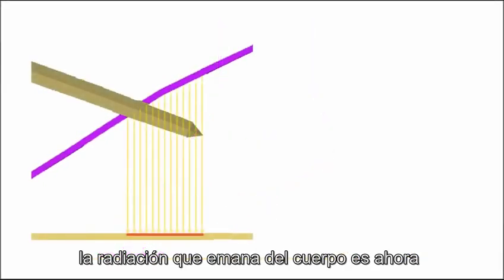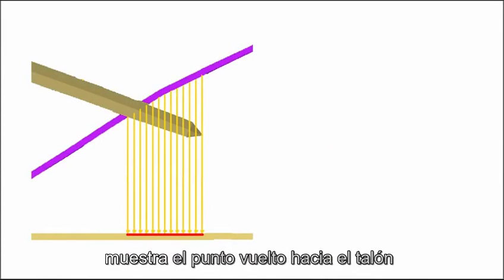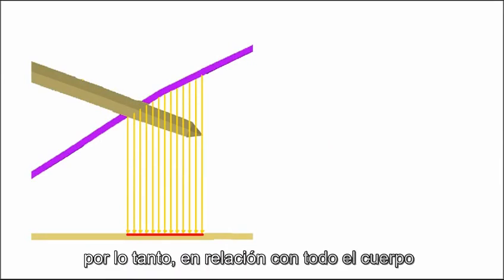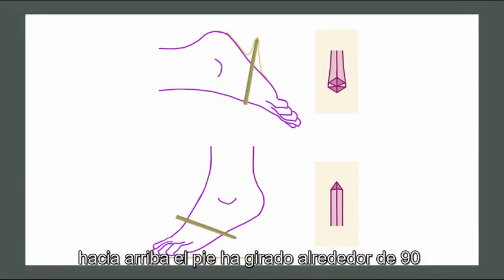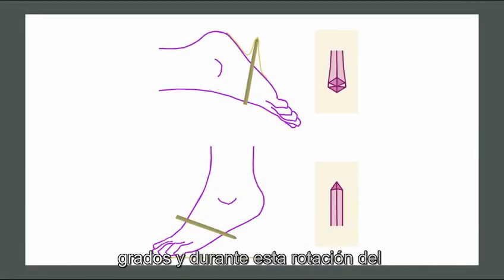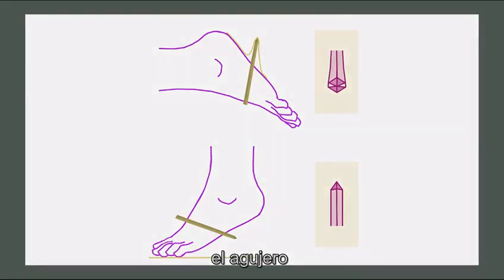Radiation emanating from the body is now directed downwards, and the nail image shows the point turned towards the heel. Therefore, in relation to the whole body, from the feet towards the head, hence upwards. The foot has rotated about 90 degrees, and during this rotation the nail appears to have retreated back into the hole.